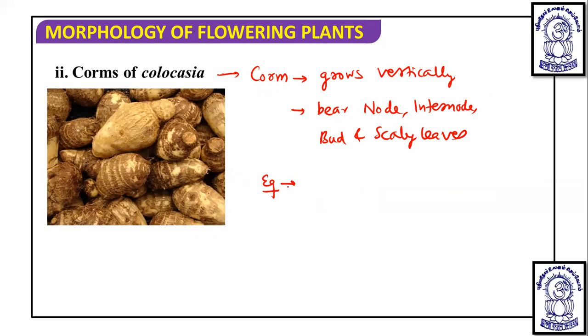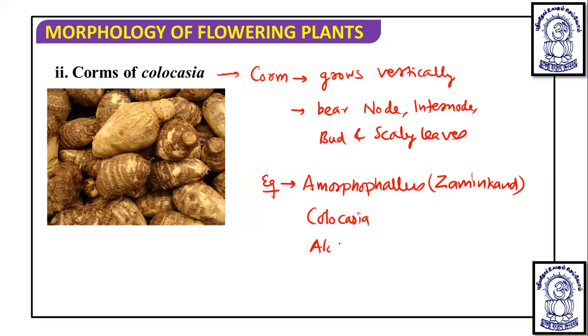If we talk about some examples of corm, one of the important examples is Amorphophallus. This Amorphophallus is also known as Zaminkand. Apart from this, other examples are Colocasia, Alocasia, and Crocus, that is nothing but saffron. In such types of plants, this type of corm or vertically growing stem is seen.